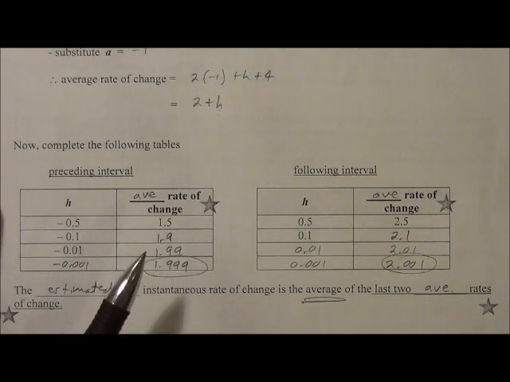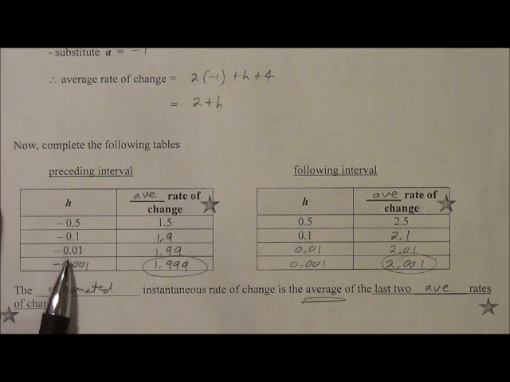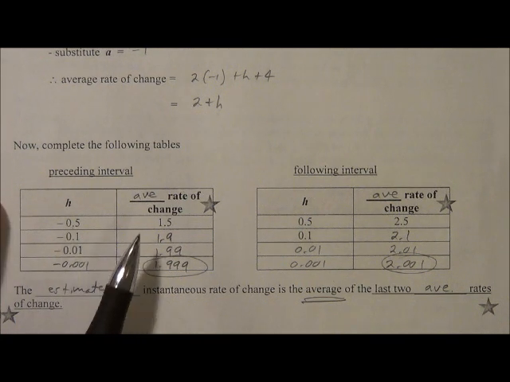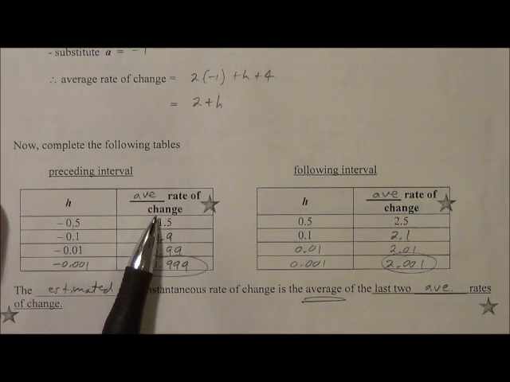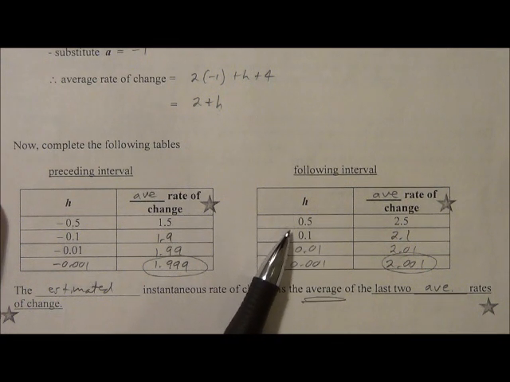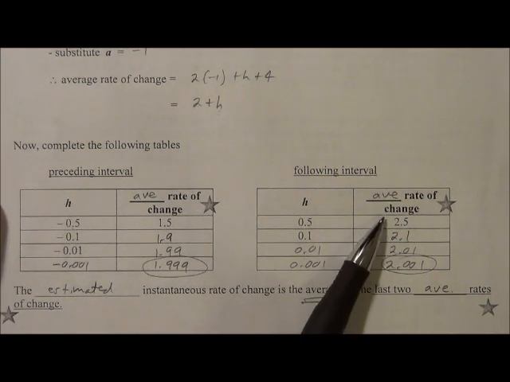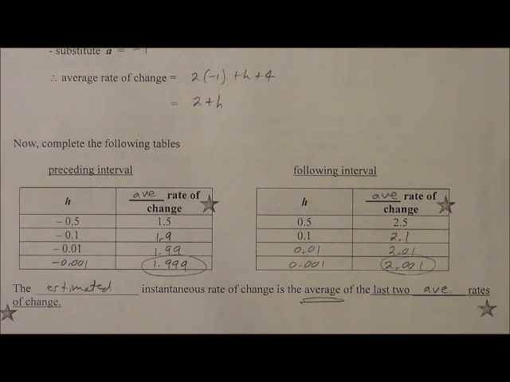So we get to 1.99. Notice how the average rate of change is slowly increasing as h gets really, really small in the preceding interval. The average rate of change is going from 1.5 to 1.9 to 1.999, and so that's going up towards 2. And in the following interval, as h gets really, really small, the average rate of change is 2.5, 2.1, going down towards 2. Okay?